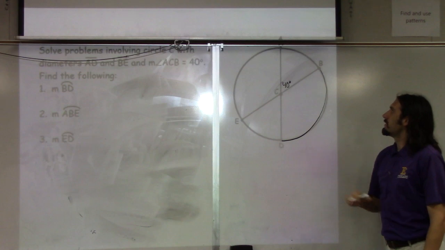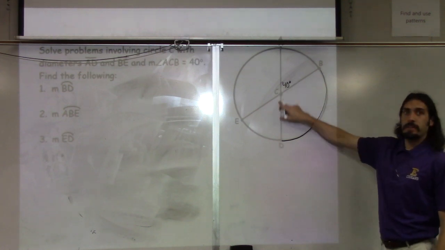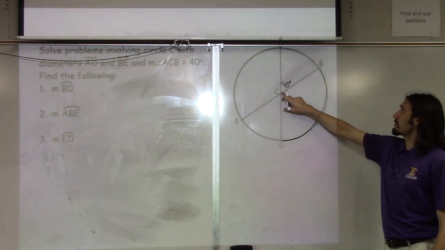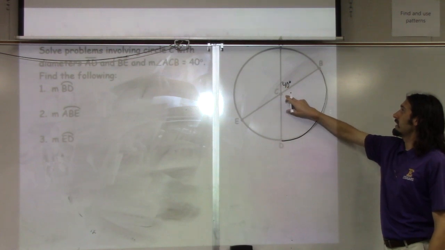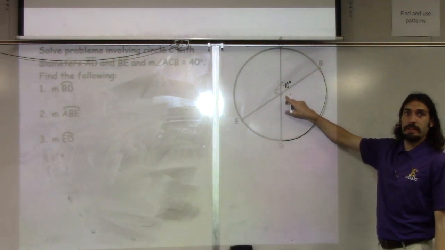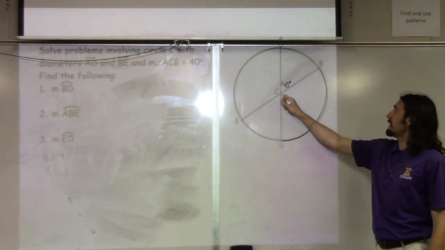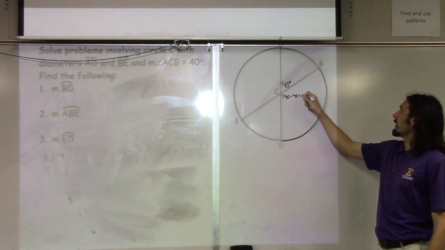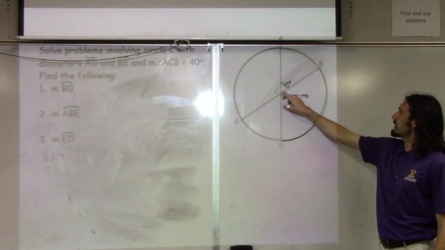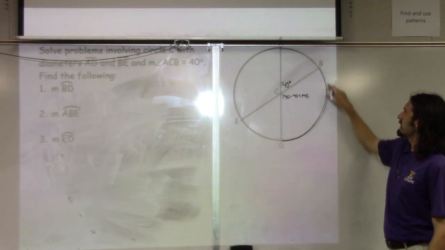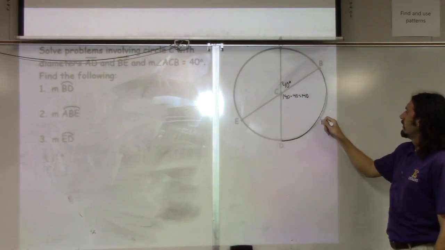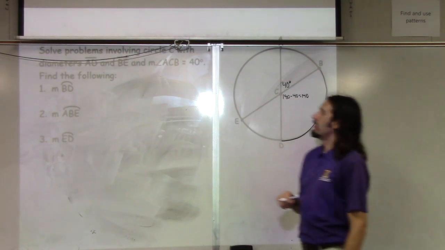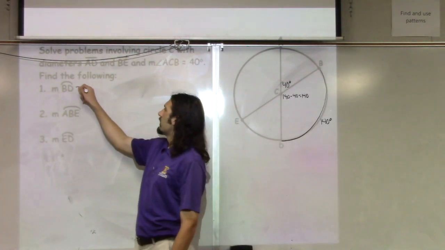And so here's what I know. If this is a diameter, then I know it's a straight line. So if this angle is 40, I know that because supplementary angles form a straight line, this angle is 180 minus 40, or 140. If this angle is 140, then its intercepted arc is 140 degrees. So I know that BD is 140 degrees.